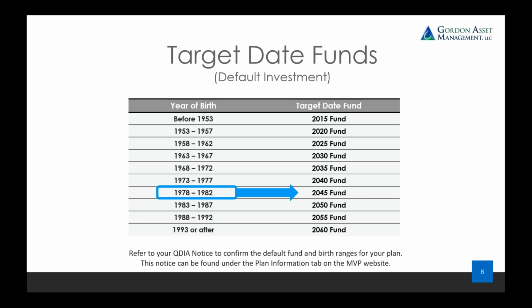As we can see, they would be defaulted into the 2045 target date fund, as this is the year they would be turning age 65 and likely very close to, if not already, retired. I do want to note that while this chart provides general birth ranges for target date funds, we would encourage you to refer to your plan's QDIA notice found on the website for your plan specific dates.